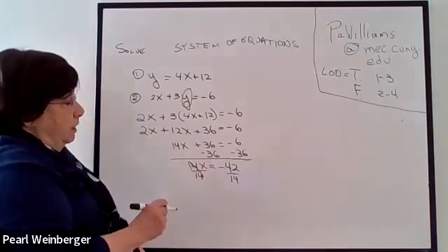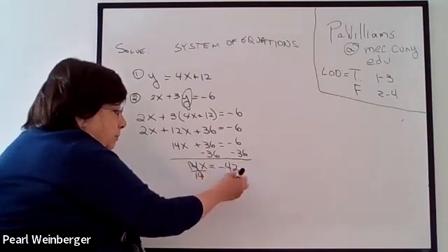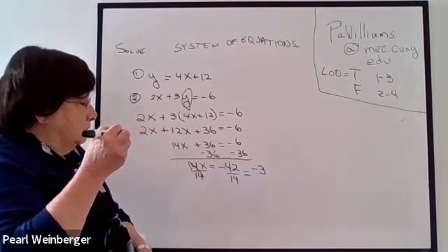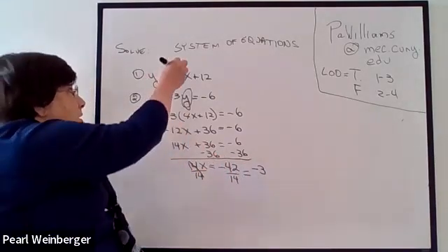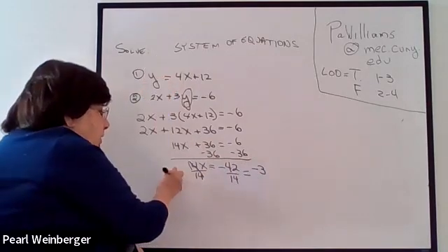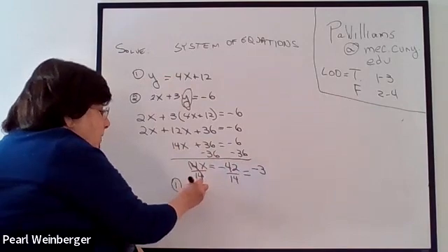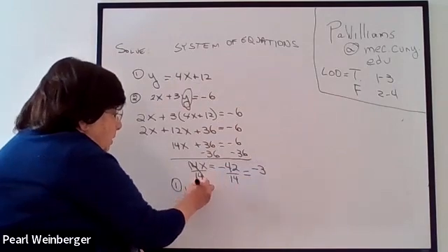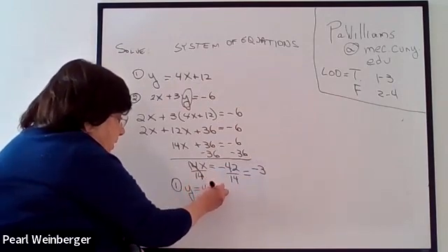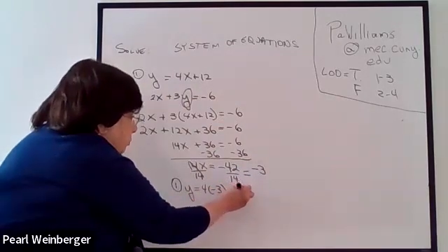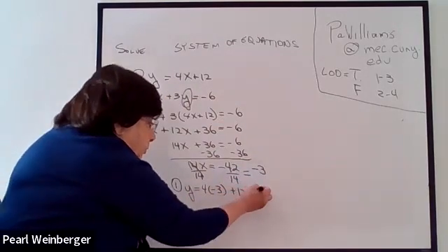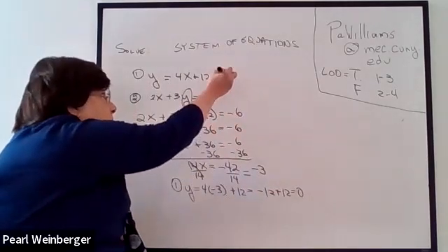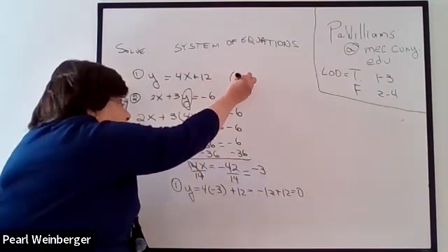I said divide by 14, and -42 divided by 14 is -3. So the correct answer for x is -3. I'll then go back to equation 1 to find the y by replacing the x by what I now know it's equal to, which is -3. So I get 4 times, here's my x, -3 plus 12, which gives me -12 plus 12, which indeed gives me 0. So the final answer is -3, 0.